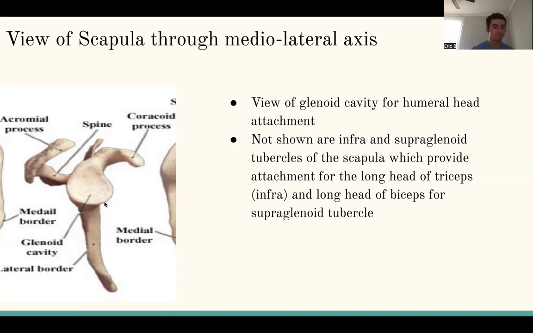And usually the supraglenoid tubercle sits right about here, and the infraglenoid tubercle sits on the posterior aspect, which gives rise to an attachment point for the long head of the triceps, allowing for some of the elbow extension and shoulder extension. And then the supraglenoid tubercle gives rise to an attachment point for the long head of the biceps.